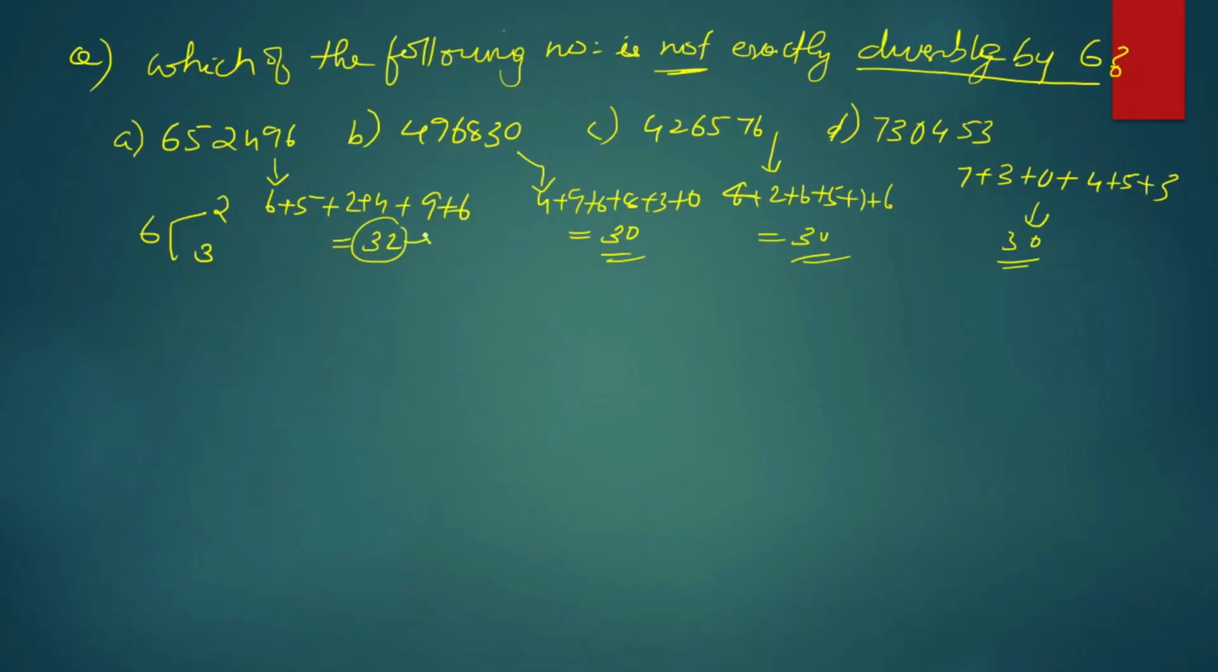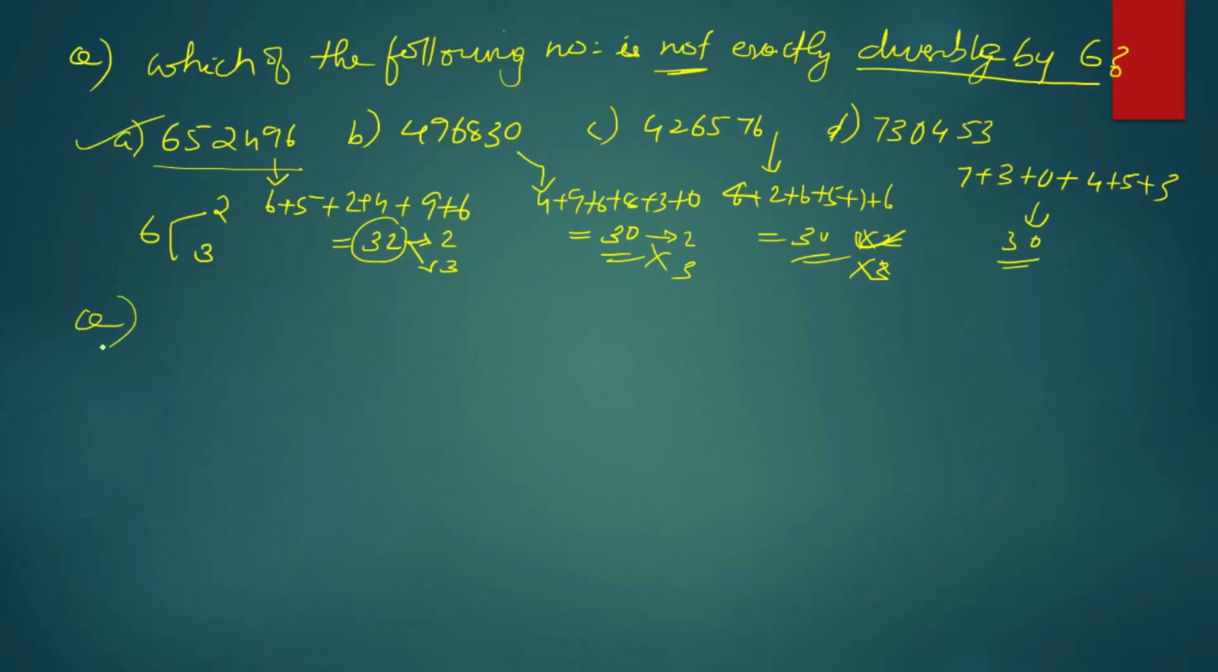So 32 is divisible by 2 as well as 3. Okay. So these are divisible by 2 and not 3. This is 2, not 3. Okay. So this is the answer. You have to add the individual digits and you get the sum. You have to check whether this sum is divisible by 2 and 3. If the number is divisible by both 2 and 3, then you can confirm that the whole number is also divisible by 6.